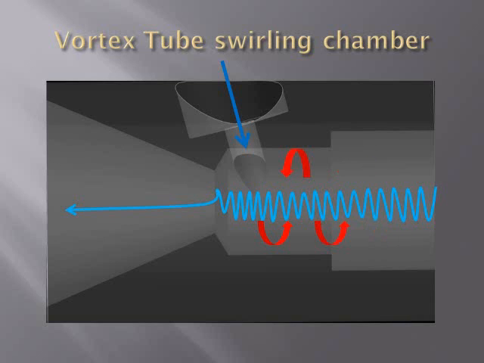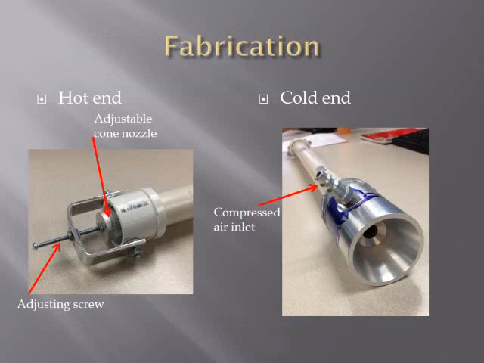First, in order to fabricate the hot end, a nozzle in the shape of a cone was created and inserted into the PVC piping that is our vortex tube. The depth of the penetration into the vortex tube by the cone-shaped nozzle can be adjusted using the adjusting screw. This design allows us to vary the hot air nozzle outlet diameter in order to produce the maximum temperature difference.